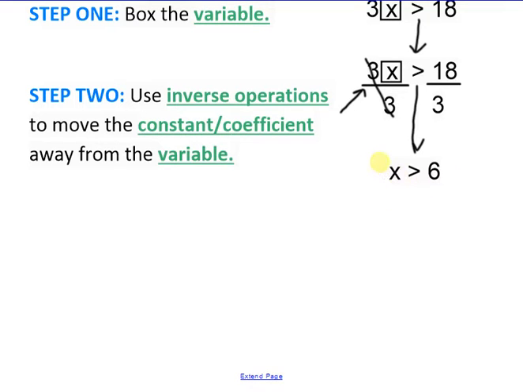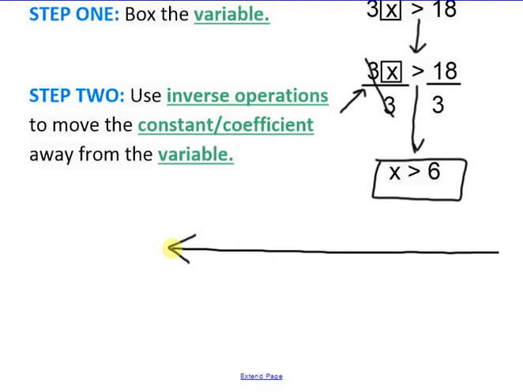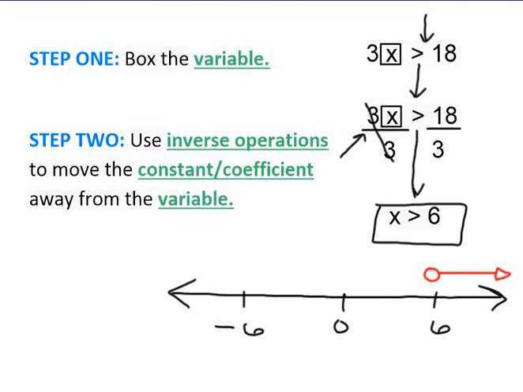So when you get to this point, this is your final answer. X is greater than 6. And the only extra step is, once you box it off, you just have to graph it. And that's it. And so your answer should look like that. And then you're done.